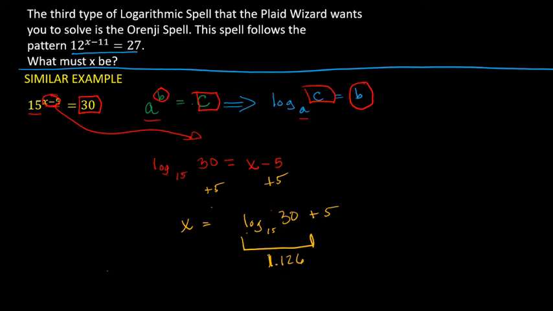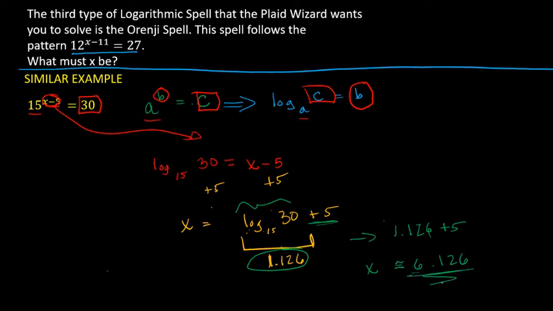Now don't stop here, okay? This isn't your answer. That was just our simplification for log base 15 of 30. I still have to add 5 to it to get my answer. Okay, so again, x equals log base 15 of 30, which I just found out is about 1.126, plus 5. So x is approximately equal to 6.126.